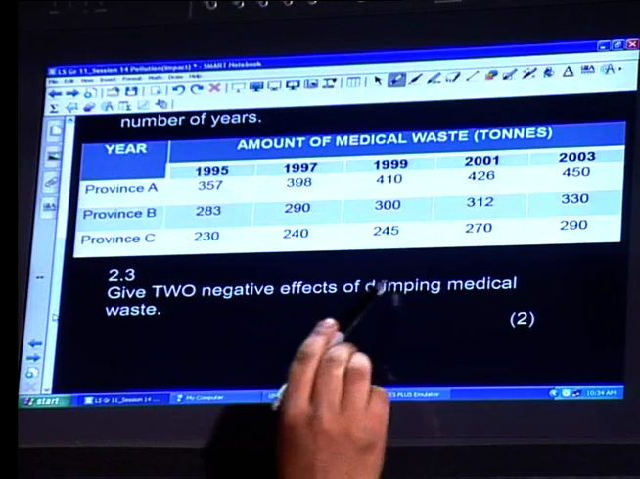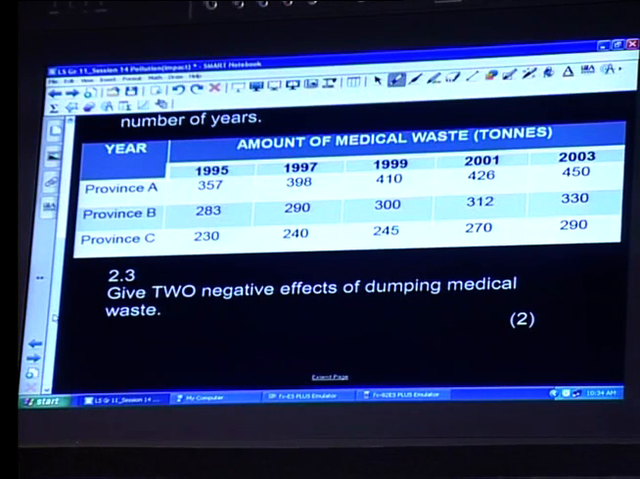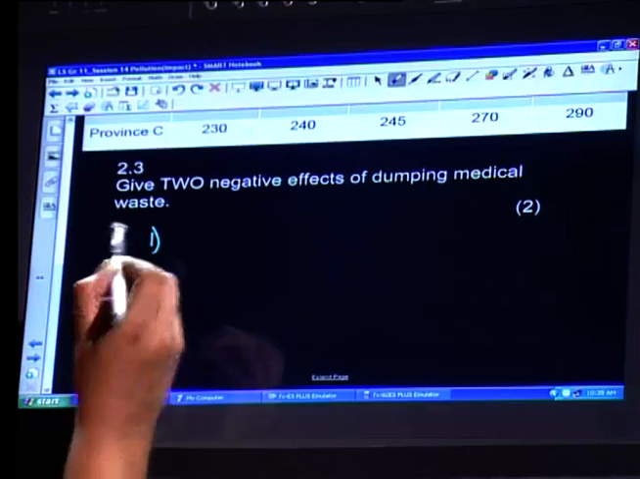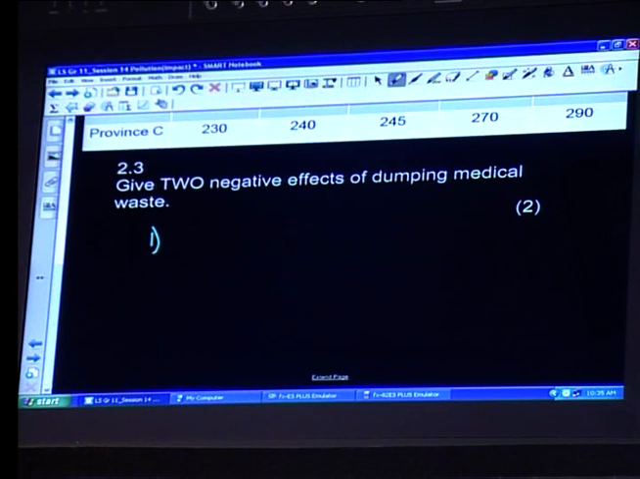Give 2 negative effects of dumping medical waste. Now, you know that children are unaware, but they get fascinated if they have to see syringes and gloves, right? They want to try them on and they want to inject themselves. So this is a big danger to human health, and especially to little children who are ignorant and go around playing with this medical waste. So what are the 2 negative effects of dumping medical waste? The first thing is that there can be a transmission of serious disease like HIV from the blood of those syringes. If children are playing and inject themselves, HIV can be transmitted to them.